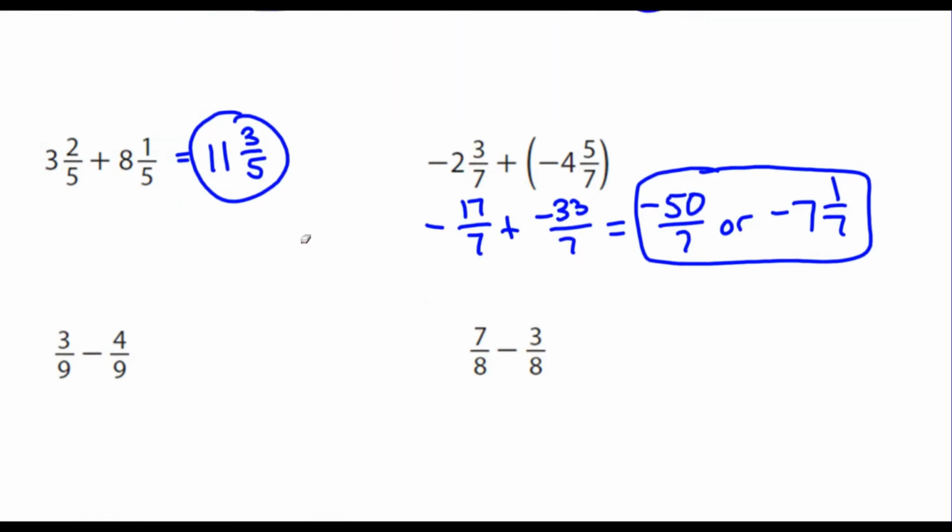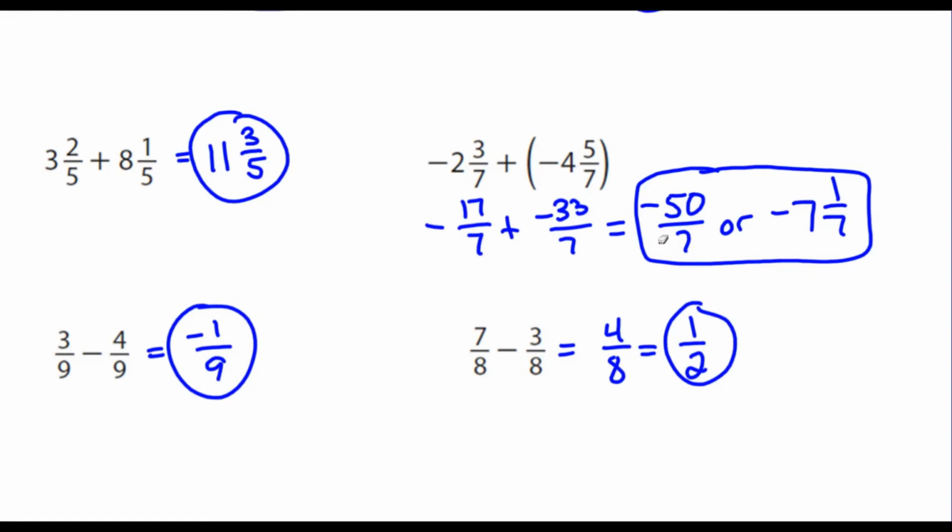Here I've got a subtraction problem, 3/9 minus 4/9. Again, I'm just going to deal with the numerators. 3 minus 4 is -1. And then 9 is my denominator, -1/9. That's in simplest form. 7/8 minus 3/8 is 4/8, which is 1/2 in simplest form.